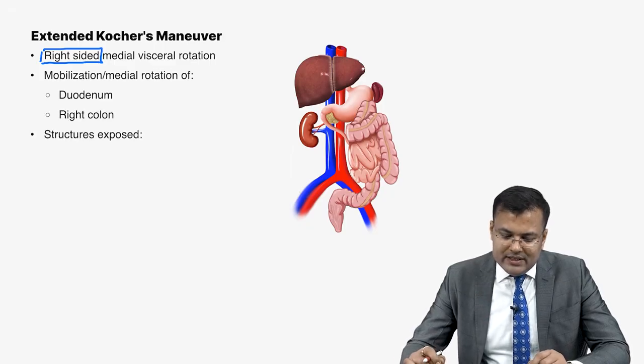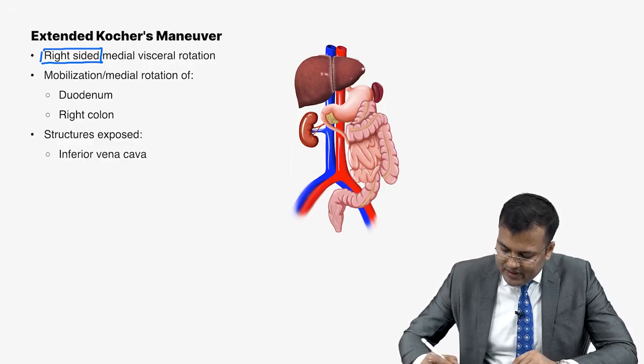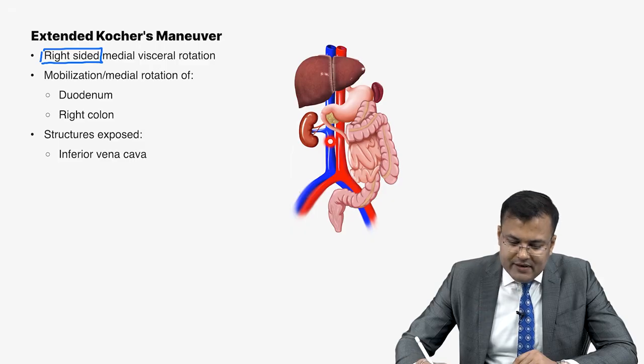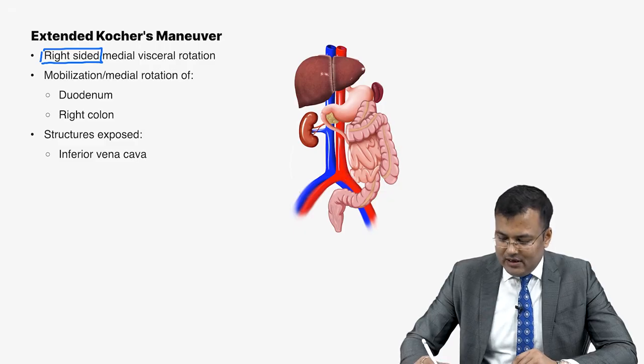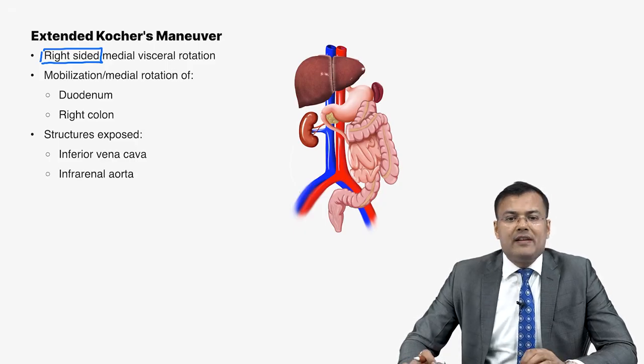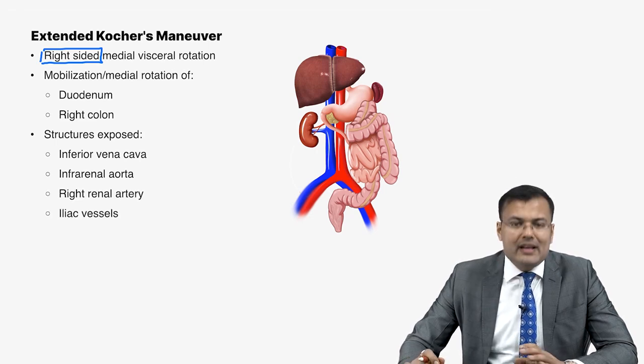After that, you can see there is adequate exposure of inferior vena cava, infrarenal aorta, right renal artery and iliac vessels.